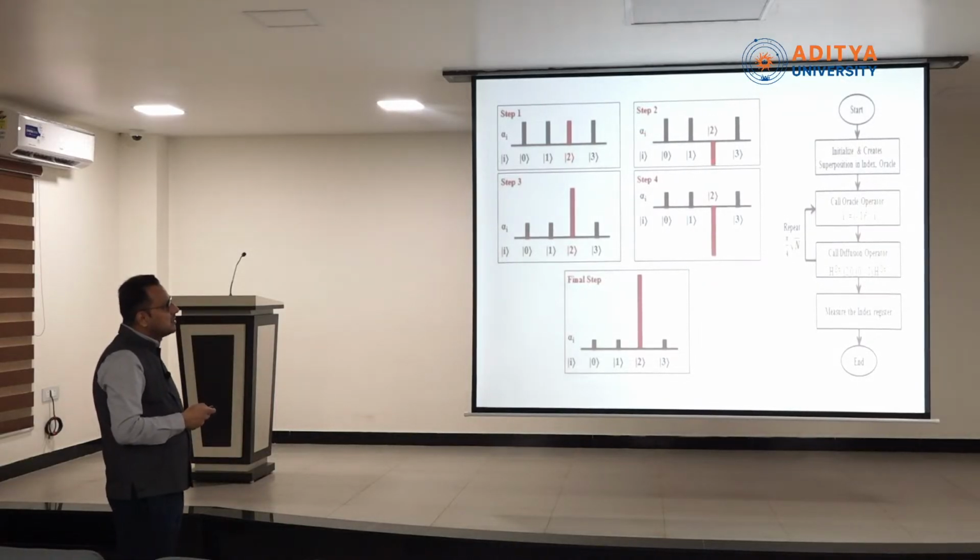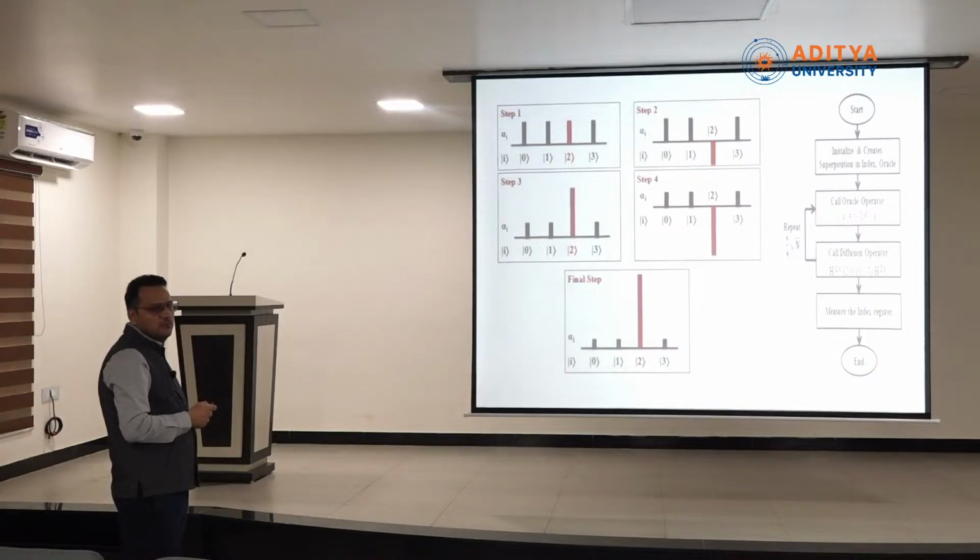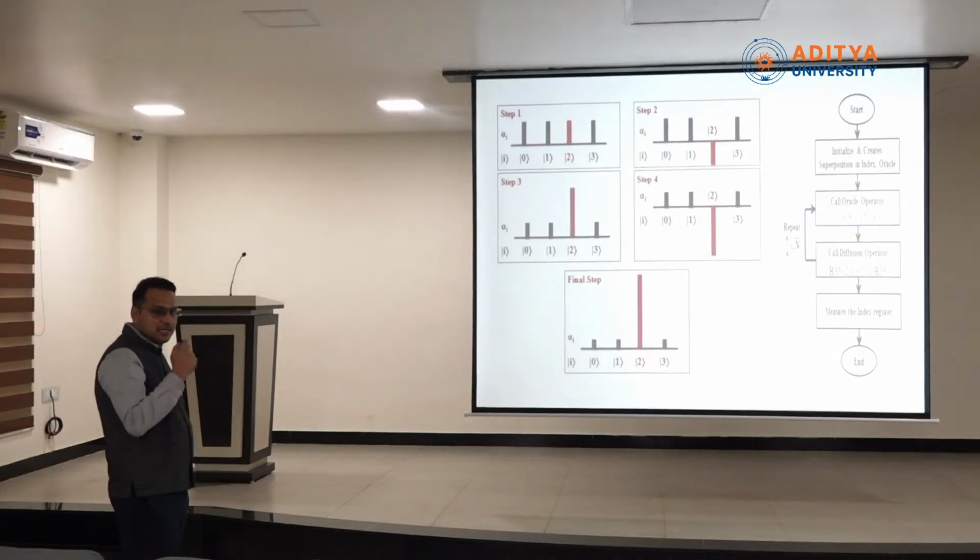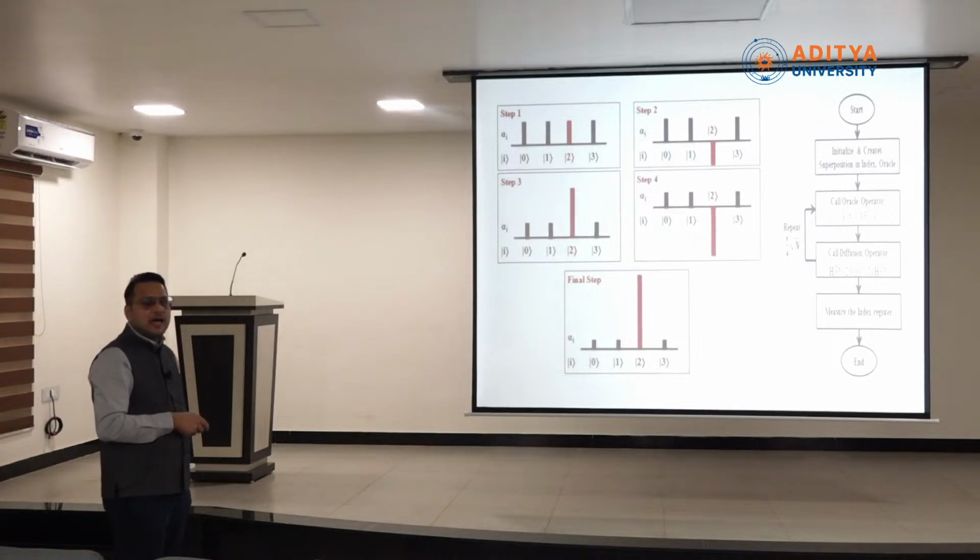This is the operation of the oracle. So once the oracle is identified, we want to search, that is, our search element is present at what? The index number 2. Then we flip that index position at 2. Clear? After that, we compute the average around the mean amplitudes.